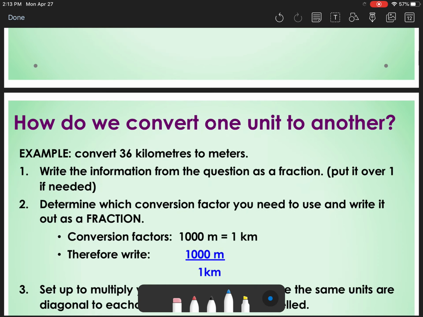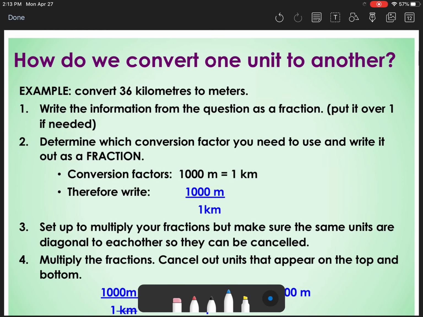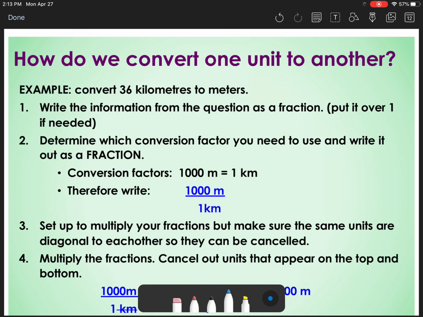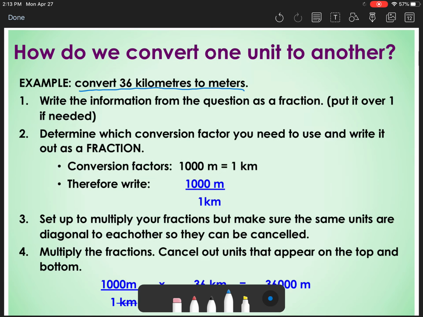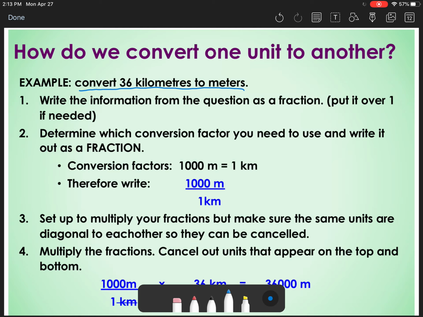All right. So how do we convert from one unit to another? First example here, converting 36 kilometers to meters. There's two ways to do this. If you're only dealing with distance, you can go the short way using the distance conversion factor. So if I remembered my metric staircase, I'm just going to jot it out here.